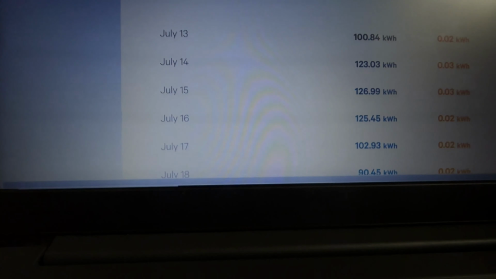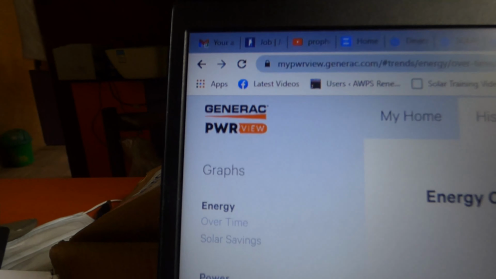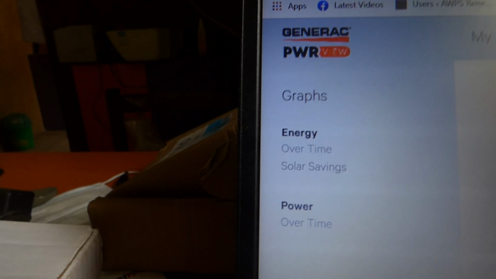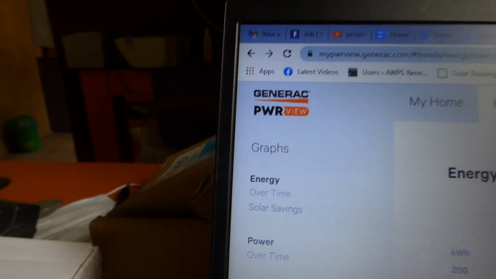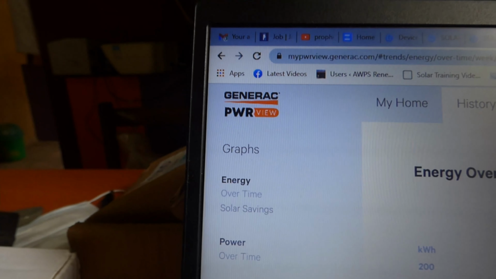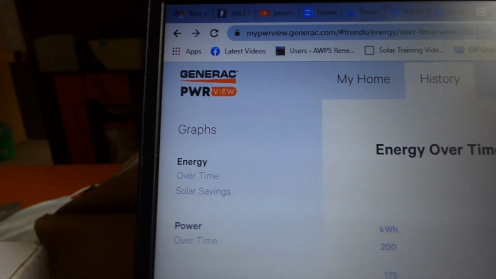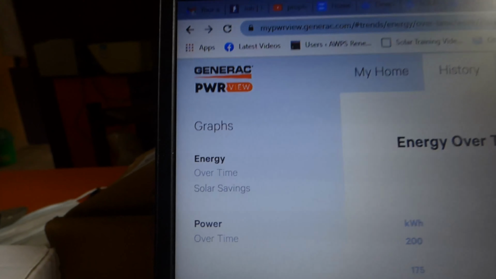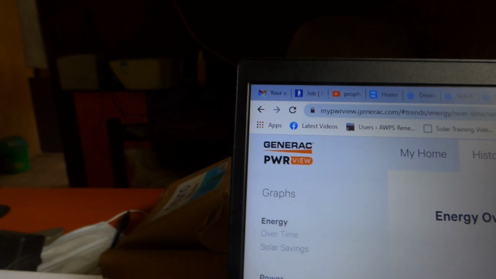This device, Neurio, the company, was acquired by Generac, and the name of the tool is now the Power View. The Neurio Home Energy Monitor is now called the Generac Power View.